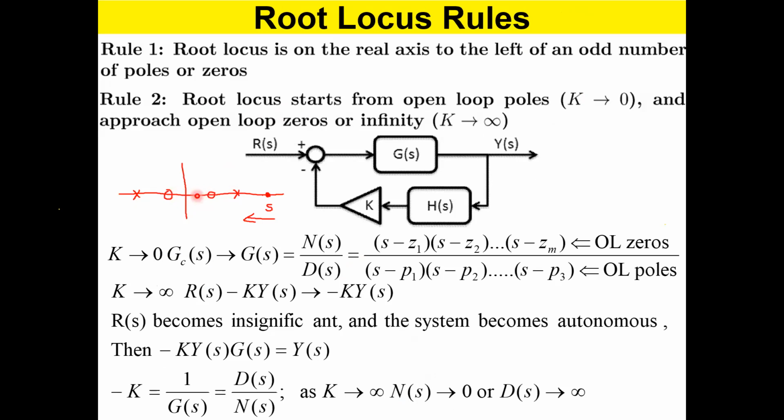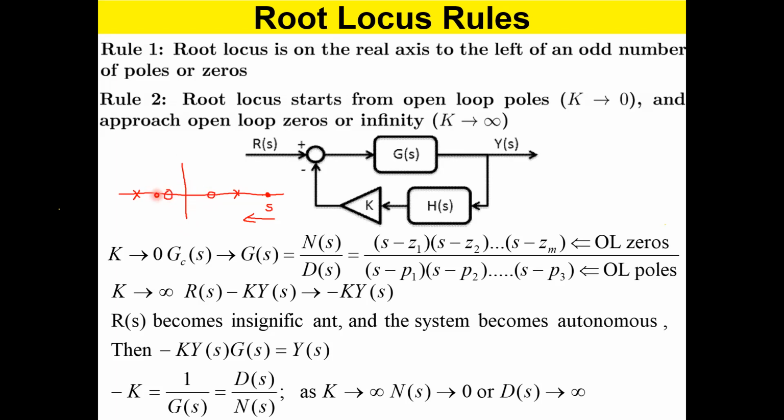Are you satisfying the phase condition? No. If you satisfy the phase condition, the total phase has to be how much? 180. So therefore, root locus is not here. It's not on the real axis from here to here. It can be somewhere up and down. We don't know, but certainly not here.